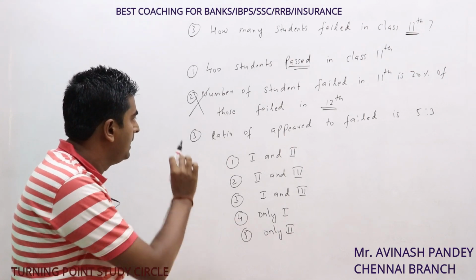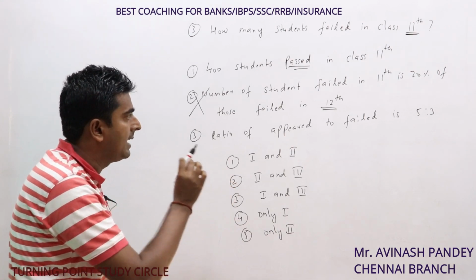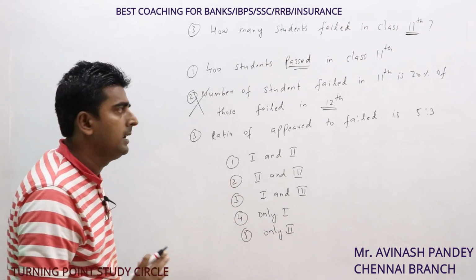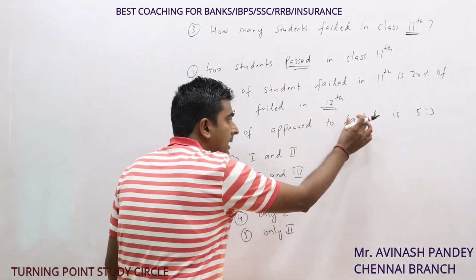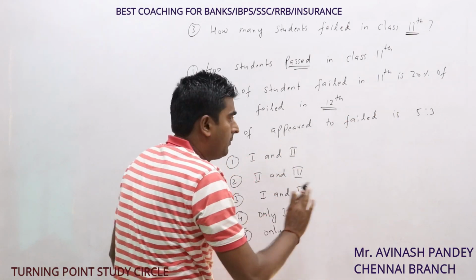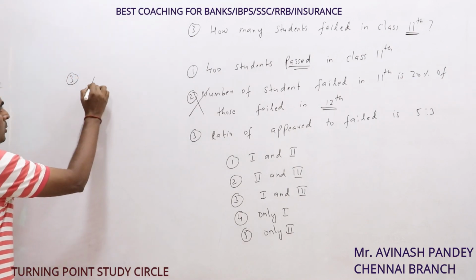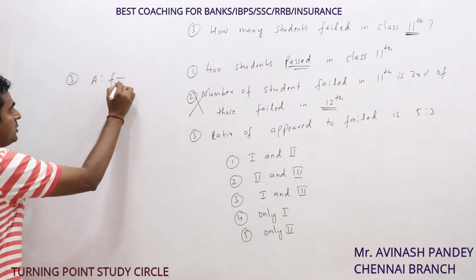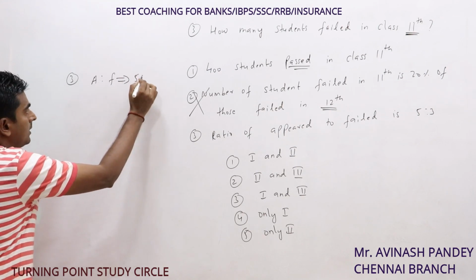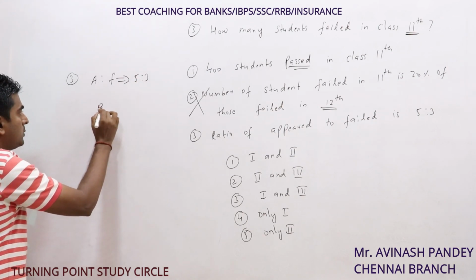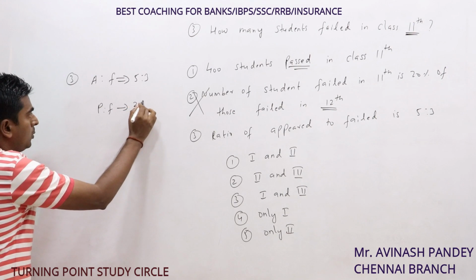Now third statement, ratio of appeared to failed candidate is nothing but 5:3, right? So here they are talking about appeared and failed. What is the ratio they have given you? 5:3. So when you see the third statement, I will start with third statement. So appeared to fail, what is the ratio they have given you? 5:3. So what about pass is to fail? It is nothing but 2:3.